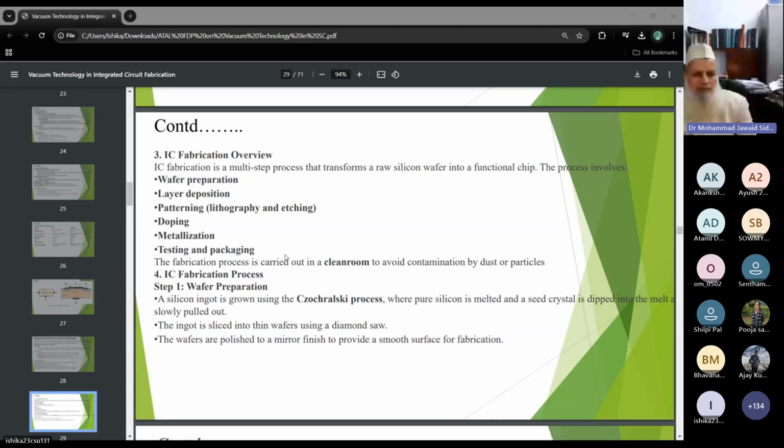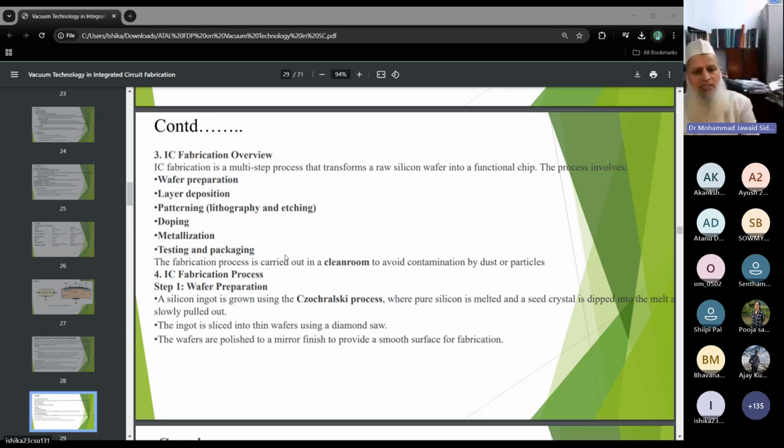In IC fabrication, generally we start from the wafer preparation, then various layers are deposited. Patterning is done with the help of lithography and etching. Sometimes we have to use doping, like in the BJT. Suppose the starting substrate is N type, so we need doping to form the base, and we need doping to form the emitter. This doping can be done using the diffusion process or using ion implantation. Metallization is done for connecting the integrated circuit to the outside world. Then final testing and packaging.